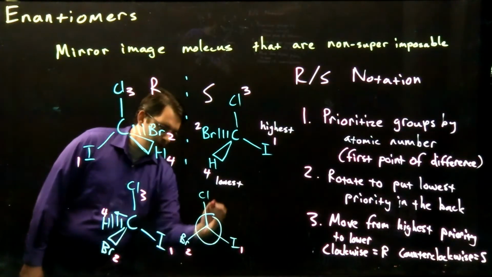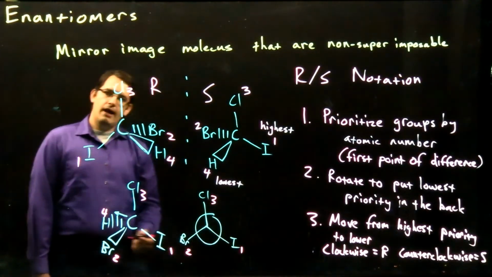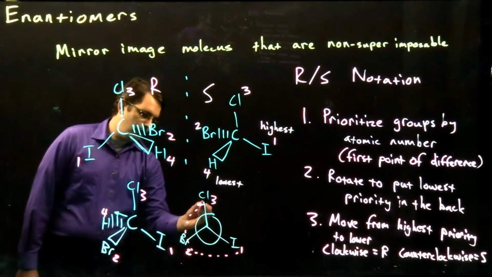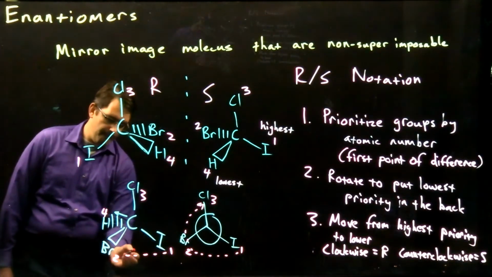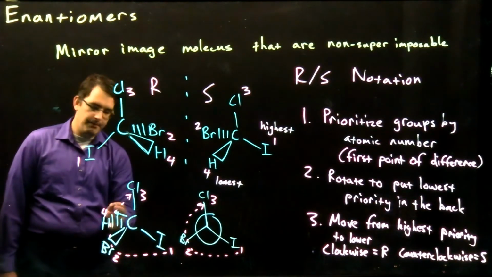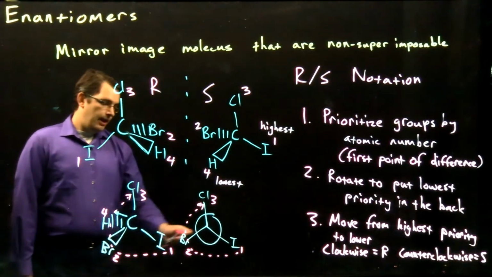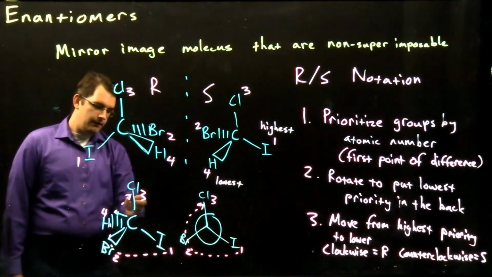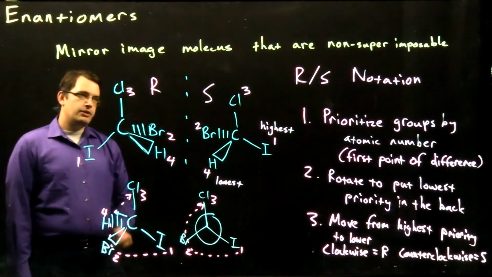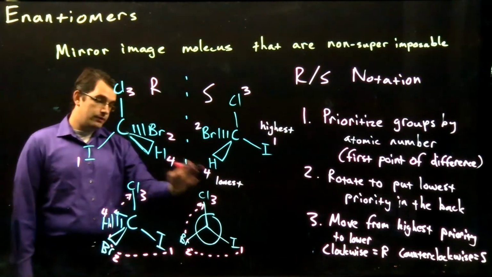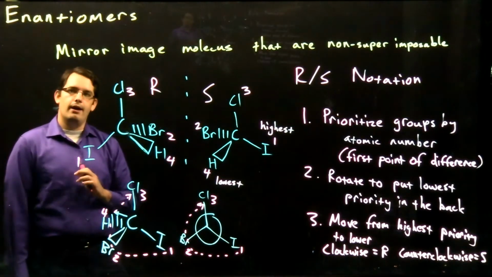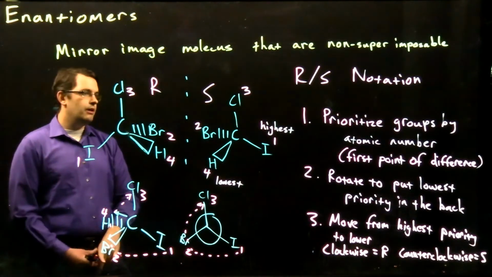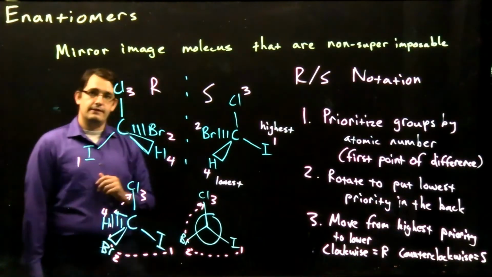Now the third step, of course, is to move from our highest priority group to our lower priority group. Again, I'm ignoring my hydrogen here. And notice I'm moving in a clockwise direction. So a clockwise rotation, that is rotating to the right, or my R notation. So I'm confirming again that this is my R enantiomer, which I already knew since it was the mirror image of my S enantiomer.